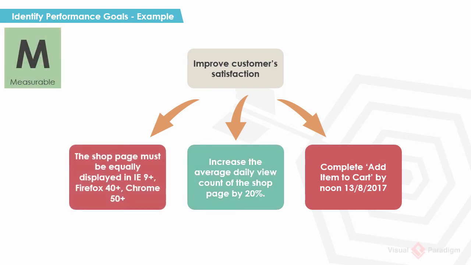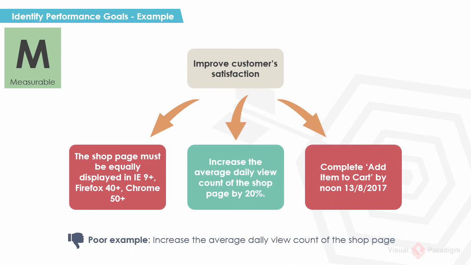Second one, measurable. The second goal is measurable. It requires that the daily view count has to increase by 20%. So if the increment is just 90%, it's not qualified. If the view increased by 20% per month, it's not qualified either. A poor example is not to indicate the amount of improvement required to achieve.